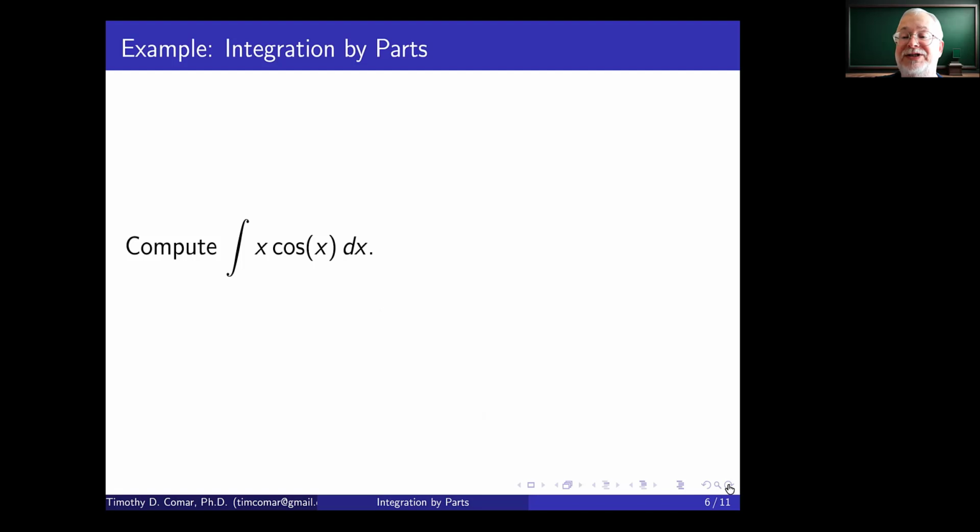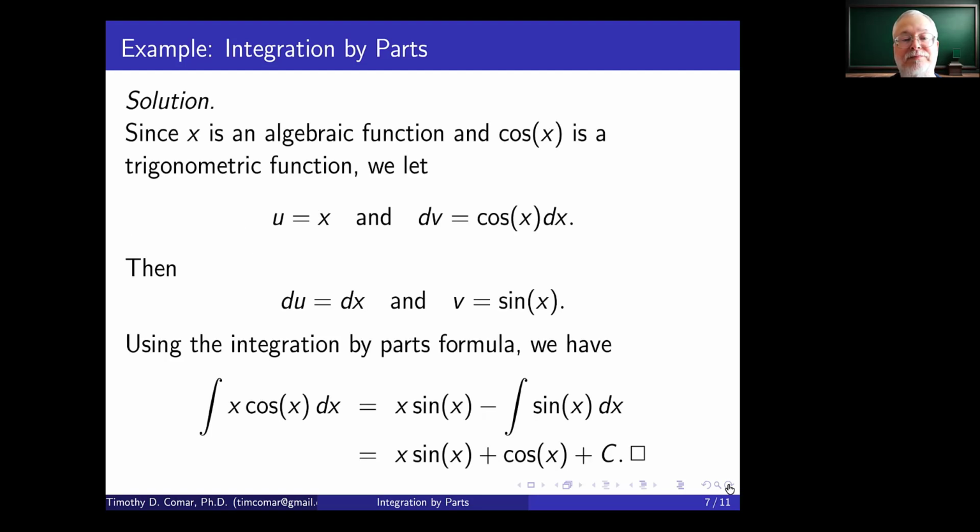So here's the first example we're going to compute, the indefinite integral of x times cosine of x. Here, x is an algebraic function, cosine is a trigonometric function, and algebraic is higher on the priority list. So u is going to be x, and dv is going to be cosine x dx. Then du is just going to be dx, and v is going to be sine of x.